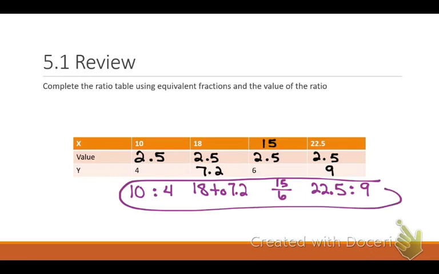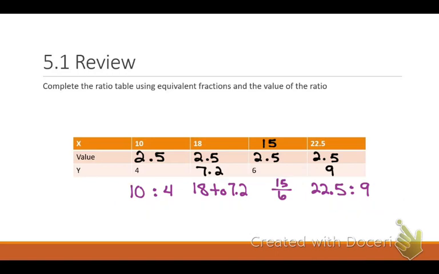When I divide the first number by the second number, I get 2.5. They all have the same value. Are these the only ratios that I could have come up with in this table? No. There's actually an infinite number of ratios I could create with this value. Do you see that? On the open-ended ones, like on your homework assignment, that's kind of what we proved, because the whole thing was open. You could choose whatever number you want. As long as you're using the same value, you create an equivalent ratio. Okay, so that's our 5.1 review.